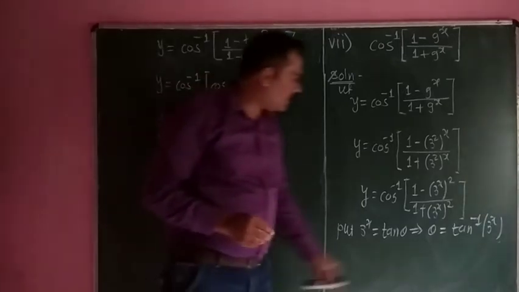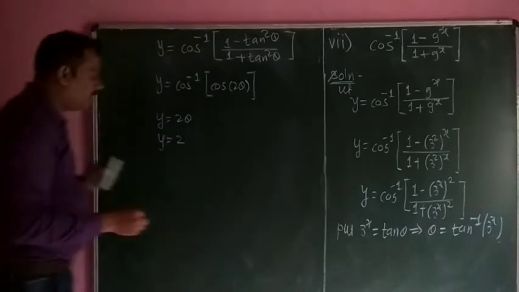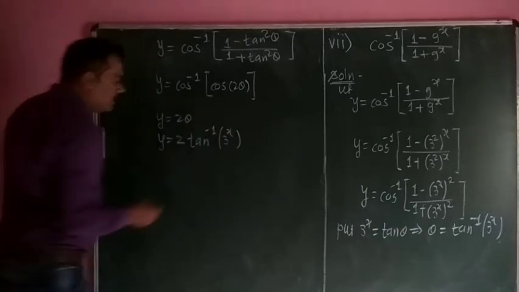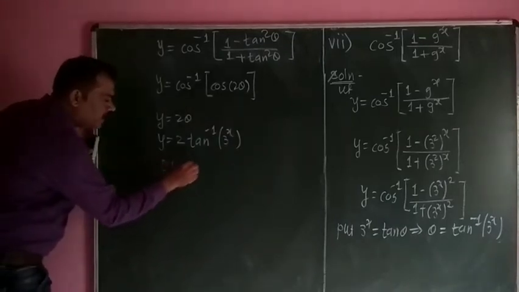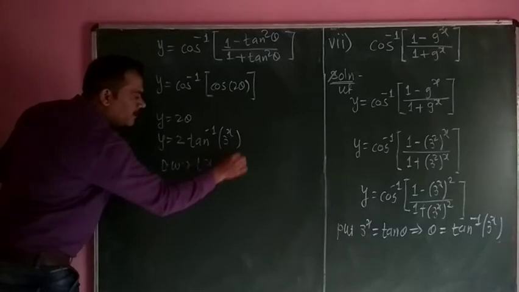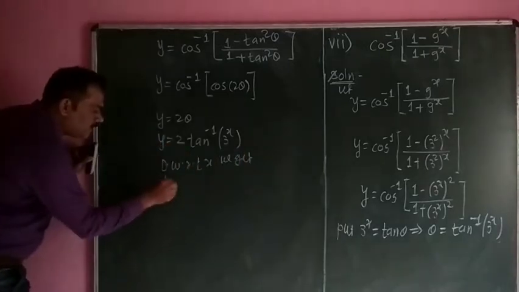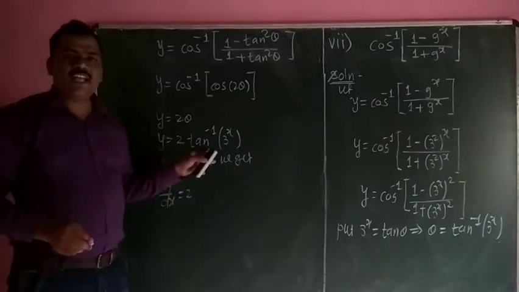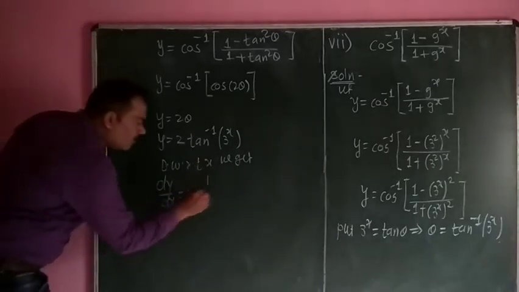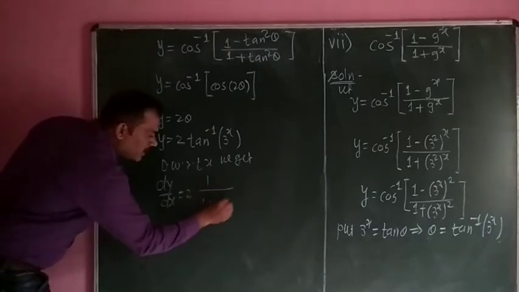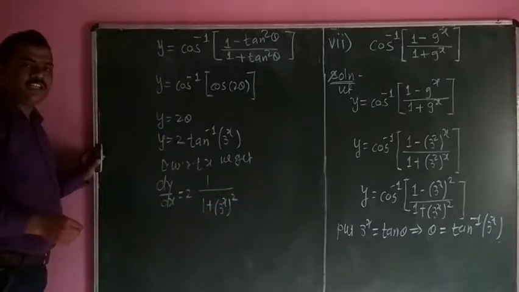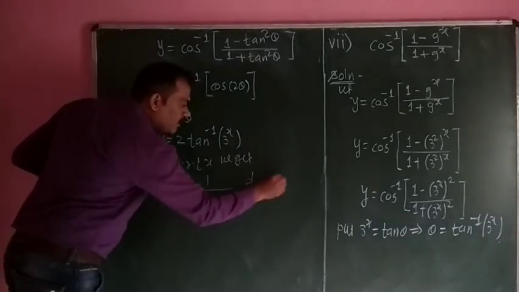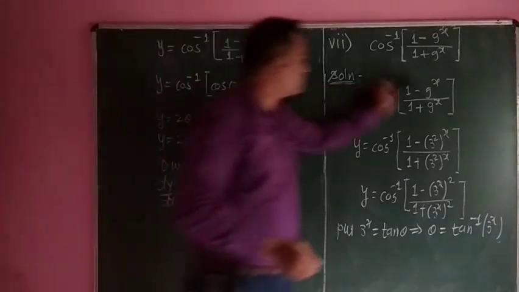Now we put theta is equal to tan inverse of 3 raised to x, that is y is equal to 2 times tan inverse of 3 raised to x. Differentiate this with respect to x, we get dy by dx is equal to 2 into. What is the differentiation of tan inverse of x? It is nothing but 1 upon 1 plus x square, that is 1 upon 1 plus 3 raised to x bracket square into d dx of 3 raised to x.